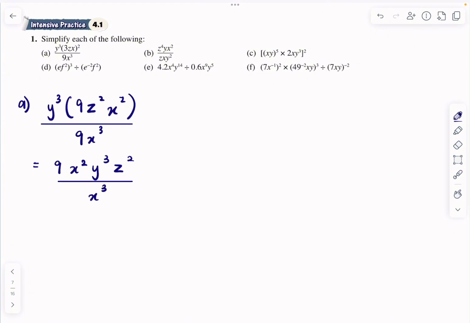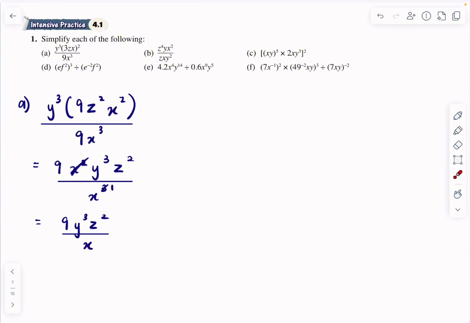So here we have x square, x cube. So we take out the x square, we remove 2 x's from here, so we'll be left with 1. So you can say 9y cube z square over x. Try to always keep it in alphabetical order so that it looks neater. So when the examiner is marking, it's very easy to see. Y here, z here, then here no choice.